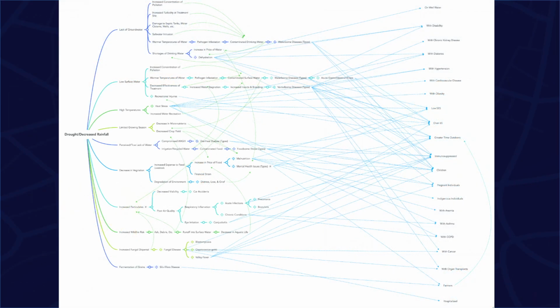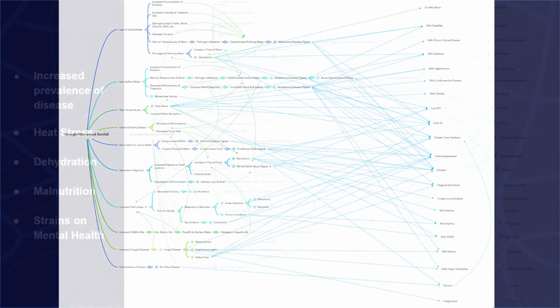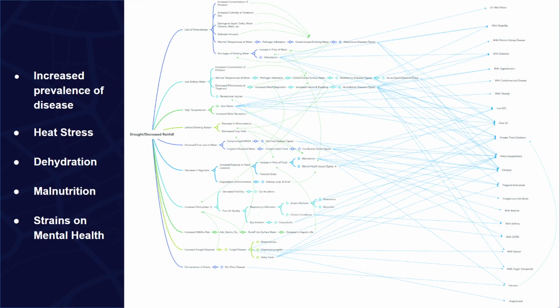The vulnerable populations and health impacts from drought are broad and far-reaching, and only exacerbated in severity the longer a drought lasts. Some of the impacts include increased prevalence of disease, heat stress, dehydration, malnutrition, and impacts on mental health.